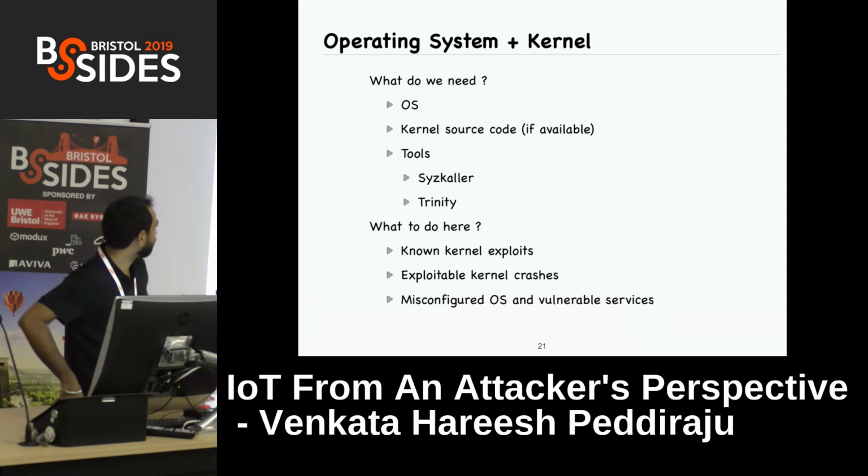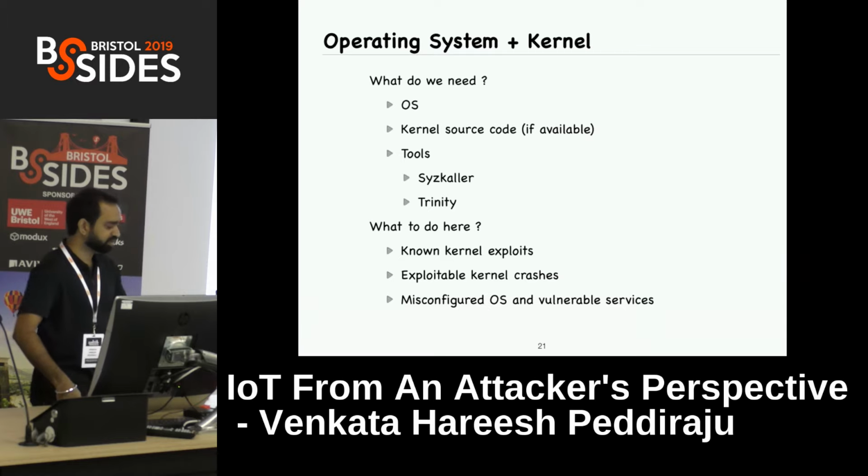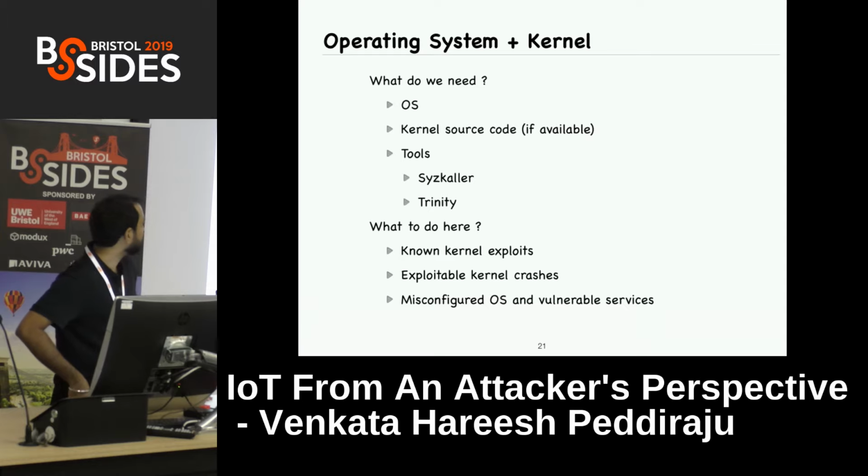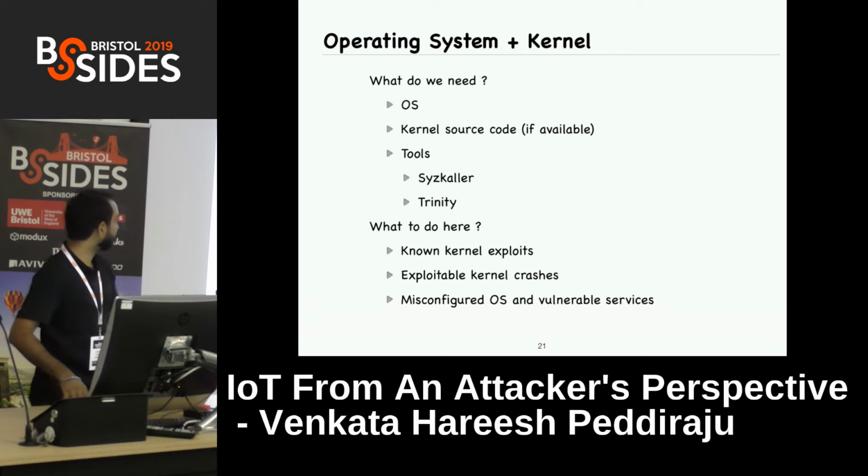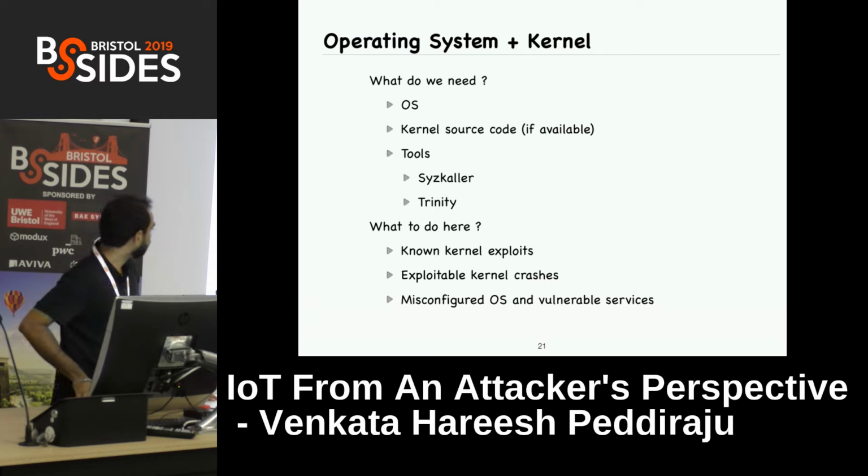For syscalls, you can use something called syzkaller to fuzz the system calls that a particular RTOS uses, if it is based on a Linux kernel. If not, then you'll have to write your own fuzzer. Trinity is also something similar to syzkaller. It is a little easier to use and more versatile. What to do here is, if it is a Linux kernel, then you could go ahead and try to exploit any known kernel exploits, and also look for misconfigured operating system or services.